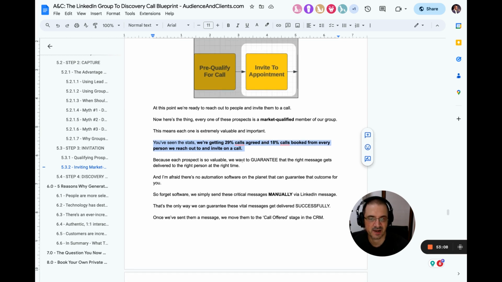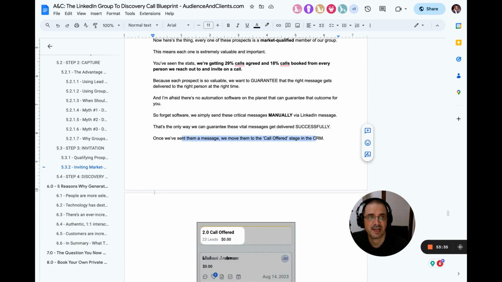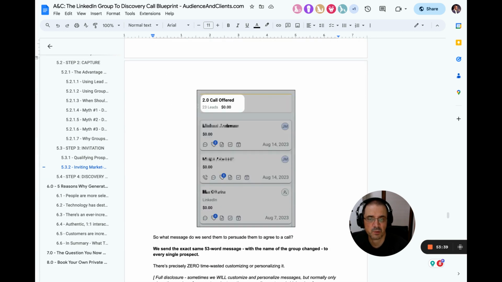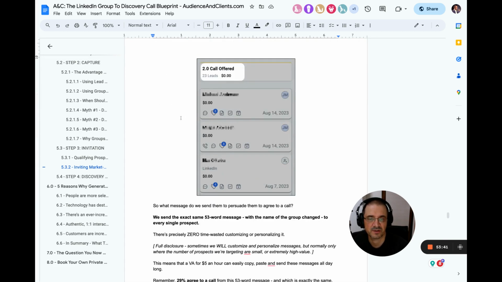And because they're so valuable, we want to guarantee that the right message gets delivered to the right person at the right time. Now, I'm afraid there's no automation software on the planet that can guarantee that outcome for you. So at this point, we don't use software. We send these critical messages to our ideal prospects manually via LinkedIn message. That's the only way we can guarantee that they get delivered successfully. And once we send them a message, we move them to the call offered stage in the CRM. So 23 people now have been moved to the call offered stage.